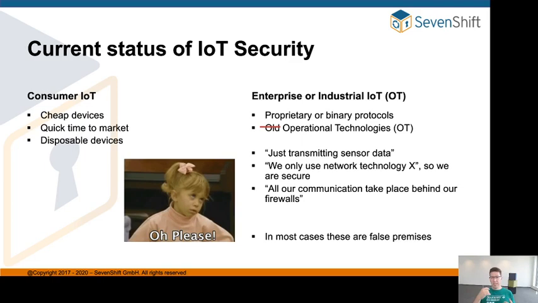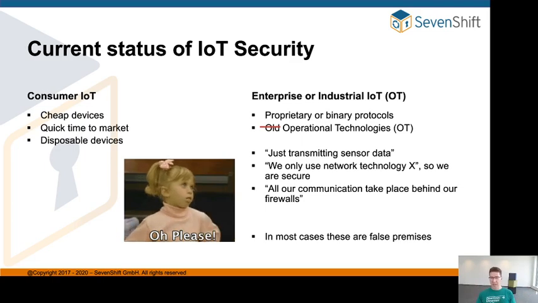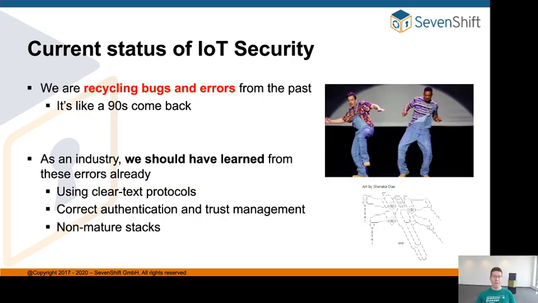In most cases, they base their security on false premises, right? For example, they say, oh, we're just transmitting sensor data, we don't need to secure that. Or maybe we're using network technology X, which is secure, but they forget to actually use its security features. Or the biggest lie: if all of our communications happen behind our firewalls, we're secure. Now, we know how that ends up.